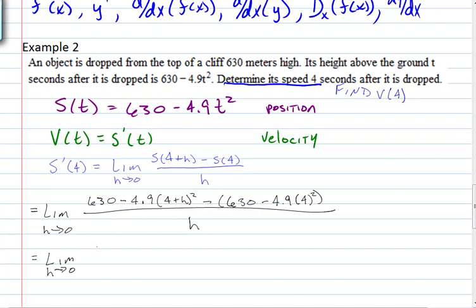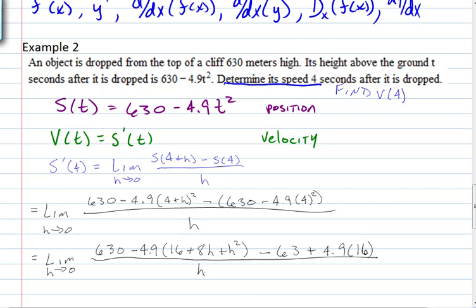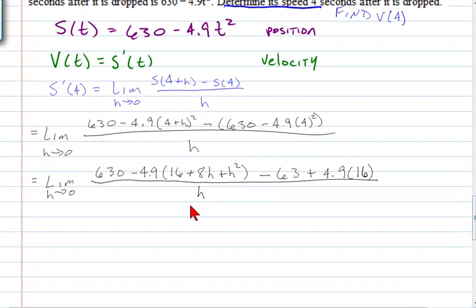So this is going to be 630 minus 4.9 times (16 plus 8h plus h squared) minus 630 plus 4.9 times 4 squared, all over h. Now let's say 4.9 times 16. This is a really big number, and I don't care to find it because I know that once I do finish the foiling and distributing over here, I'm going to have things cancel out. Any term without an h is going to cancel out if you perform FOIL correctly. So that way you can cancel out that h in the denominator.